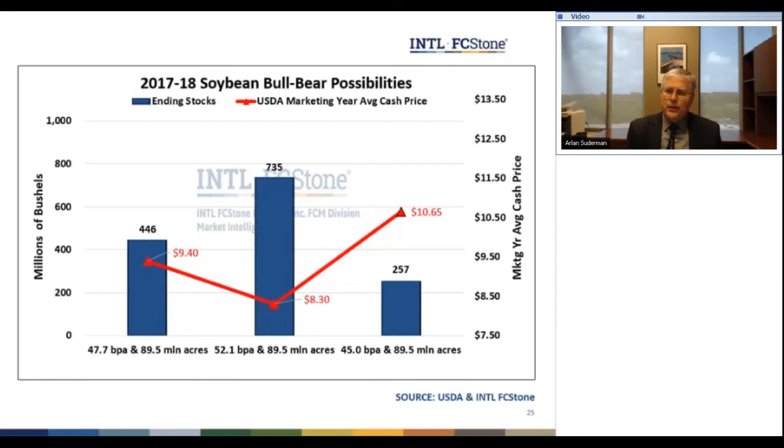If we don't finish the year well, the late month or even mid-month rains don't develop, and we drop that yield to 45 bushels, which is still possible as well, then we drop ending stocks to around the 250 million bushel range, marketing year average cash price at 1065, with futures likely spiking significantly above that. So, a lot of different varying possibilities for soybeans yet.